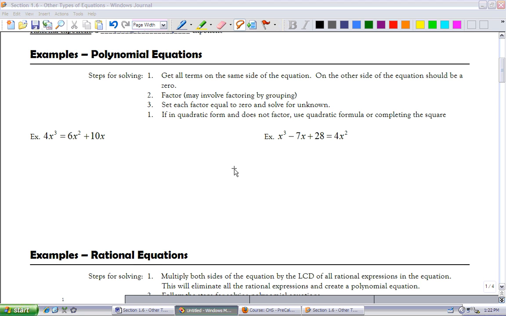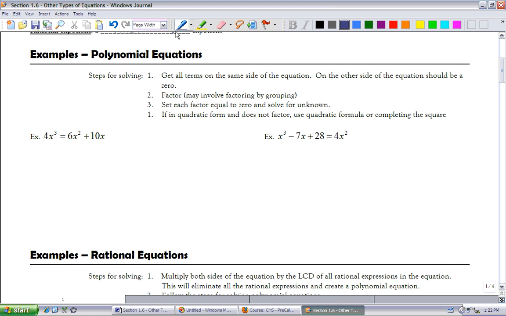Okay, we're going to start our solving polynomial equations. One of the first things we want to look at here is steps for solving those. Basically, we want to get every term on the same side of the equation if it's a polynomial equation. The other side should be equal to 0, and then we're going to check to see if we can factor. Many of the ones that we'll give you in this section will factor. After we factor that, we'll set each factor equal to 0 and solve for the unknown.